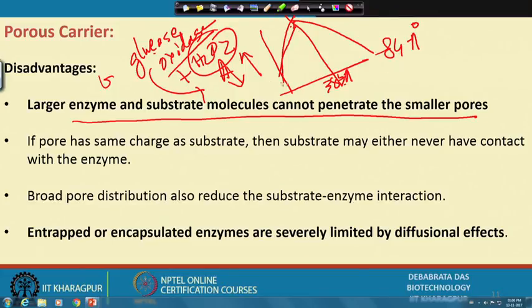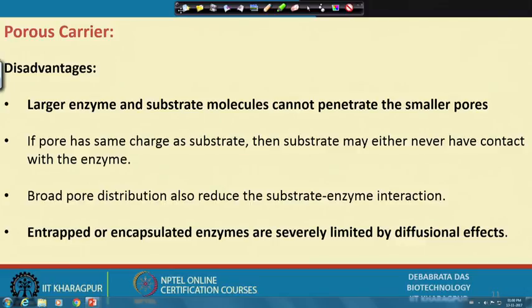But the reason is that this catalase has a size much higher than this, and we find that this size is related to the size of the catalase enzyme. So, large molecules or substrates cannot penetrate. This is the major problem when we use the porous solid matrix.